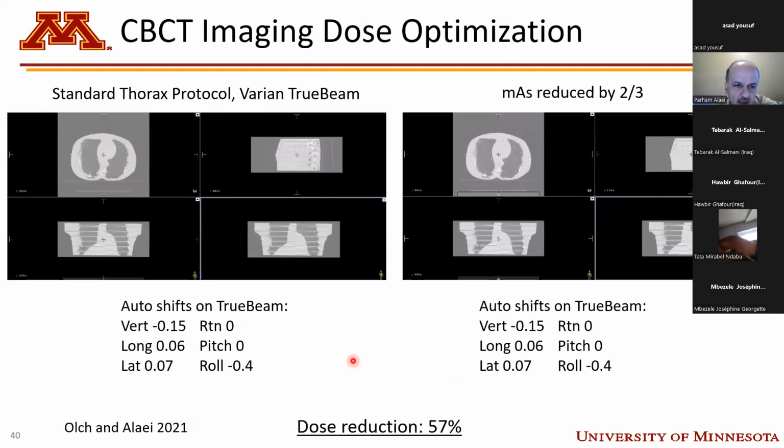We did the same thing on the thorax portion of the Rando phantom. Again, same method, and we kept changing the different factors. This example shows that if you reduce the current-time product by two-thirds, the shifts are almost the same, and the dose reduction in this case was 67%. So when it comes to bony anatomy, reducing the technique works, but again, that is bony anatomy. If you want to differentiate soft tissue, this may not work.